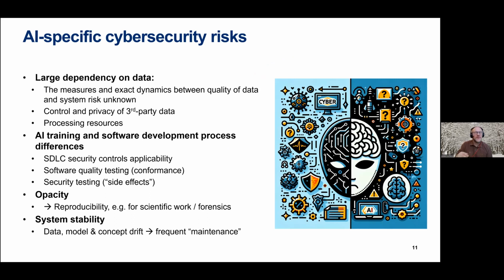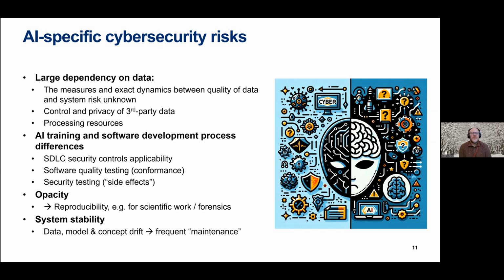Let's go to the risks here first. So what are the AI-specific cybersecurity risks that the NIST has identified? First, there's the large dependency on data, of course. And if you are using a very large model, you will need some processing resources. I don't know exactly how much computing power, for example, OpenAI is using to power all these ChatGPTs and DALL-Es, but it's not just 2 or 3 servers. You need quite a lot of them.